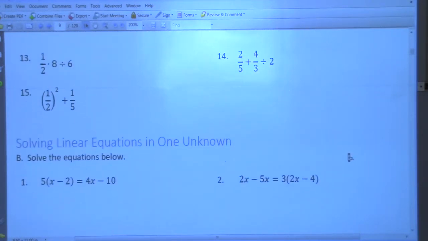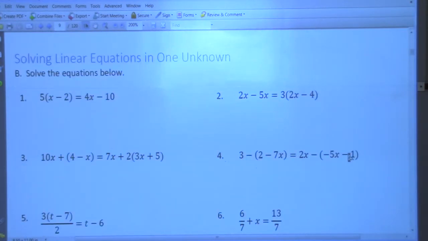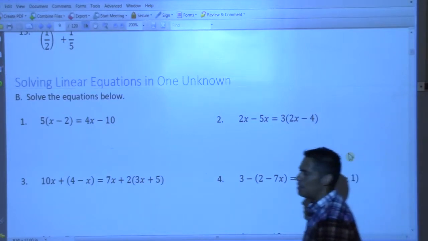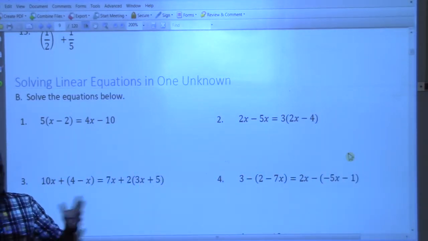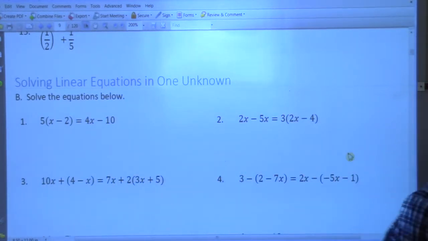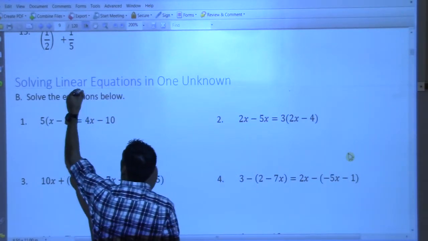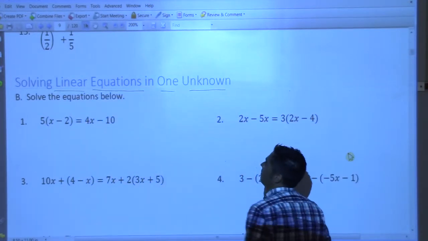All right, let's look at linear equations. This is the first time that we're actually solving something. Everything that we've done up to this point has been just arithmetic. It's been like adding, subtracting, multiplying, dividing. Now we want to go through and talk about solving what we call linear equations. Linear equations in one unknown.